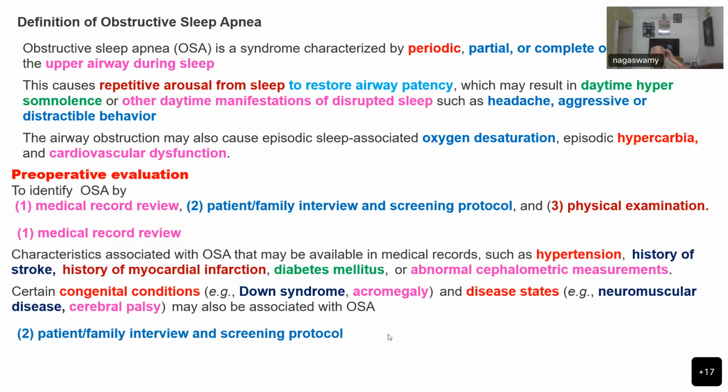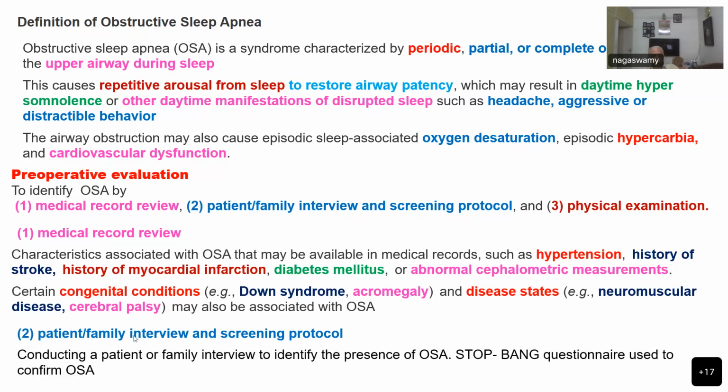And the patient family interview screening protocol is mainly for people who have not been identified as OSA. When they come for a laparotomy the first time as an elective patient, their appearance makes you suspect that they may be having OSA. In that situation, if you ask the patient, do you snore, do you get obstructed, he may not remember that. But his wife or family members will be able to say, yes, sir, his snoring is so loud, nobody can sleep in the room where he is sleeping. So this protocol is very important to say about the OSA. The STOP-Bang questionnaire will be useful to confirm OSA.